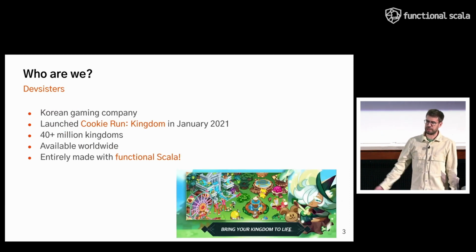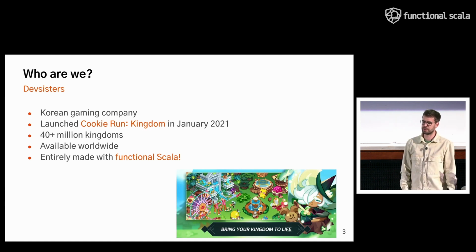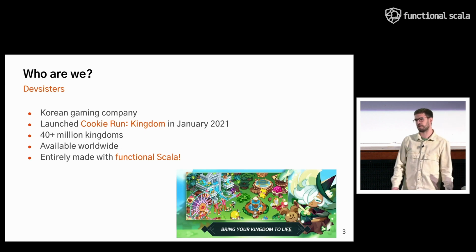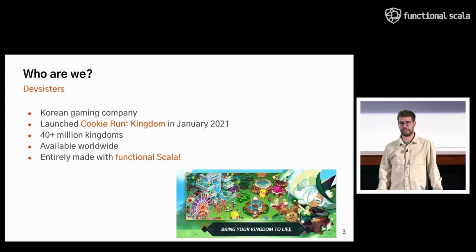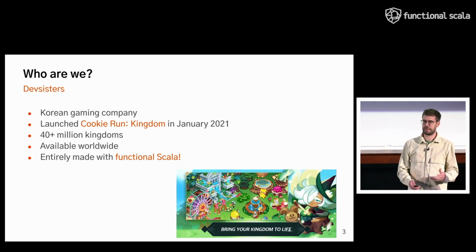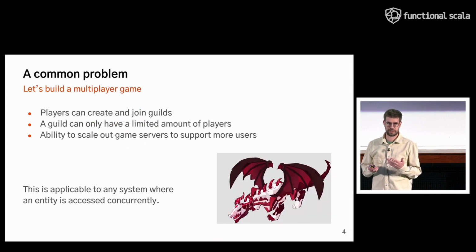I work for a Korean gaming company called Devsisters. Especially, I work on a mobile multiplayer RPG/city building game called Concurrency Kingdom. We launched the game 2 years ago, and it has been pretty successful with nearly 50 million users. You can try it. It has an English version. Maybe your children might like it. And what's nice about it is that it's entirely made with functional Scala and using a lot of libraries from the Zio ecosystem.